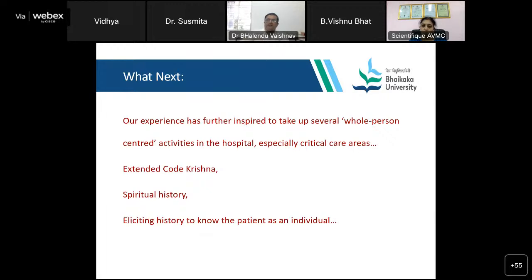When you talk to the patient as an individual, a glow will be seen on his face, even if it's pre-terminal. If you look at the patient as a patient, he is condemned to death.